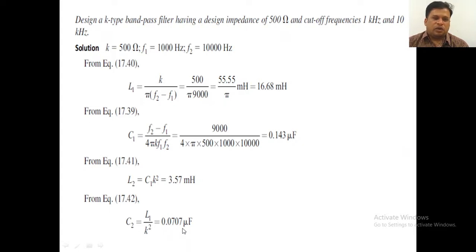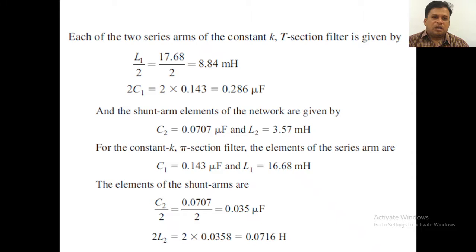After that, each of the two series arms of the constant K T-section filter is given by L1 by 2, which is 17.68 by 2, that is equal to 8.84 millihenry. And 2C1 is equal to 2 into 0.14, that is equal to 0.286 microfarad.